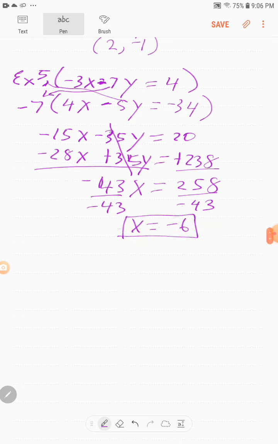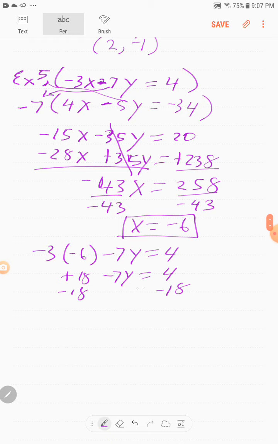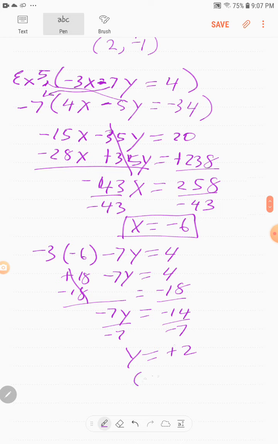Now that we know x equal to minus 6, substitute it in either one of our original equations. So taking the first one, minus 3 times minus 6 minus 7y is equal to 4. So plus 18 minus 7y equal to 4. So subtract 18 from both sides. So we have minus 7y equal to minus 14. And divide both sides by minus 7. So y is equal to plus 2. So our answer is minus 6, 2.